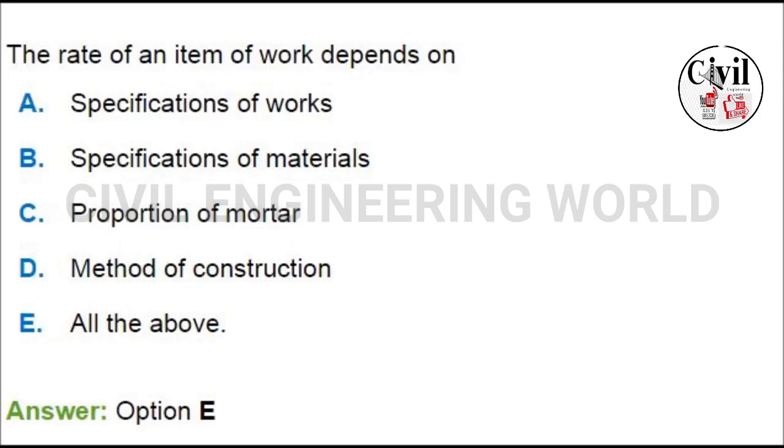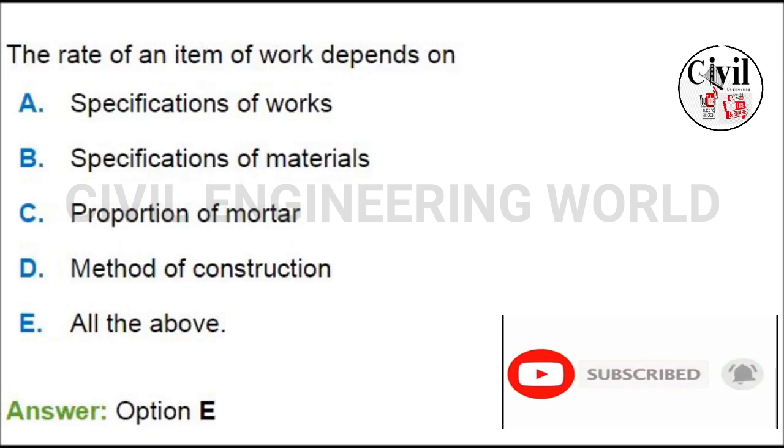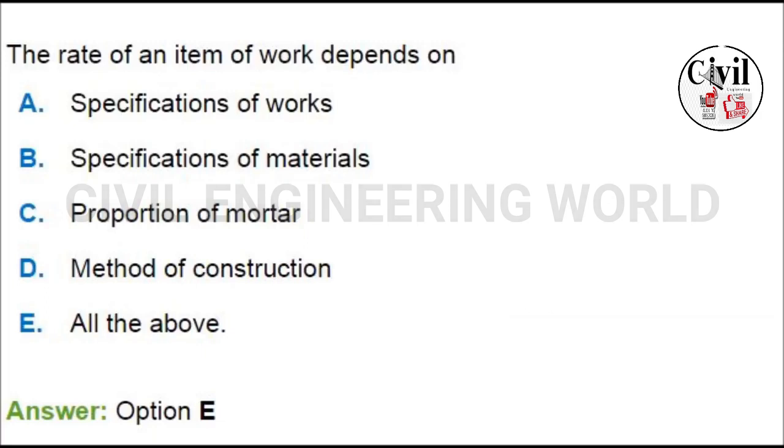The rate of an item of work totally depends on all of above. It also depends on specification of works, specifications of materials, proportion of mortar, and the matter of construction. So E is the correct answer in our case.